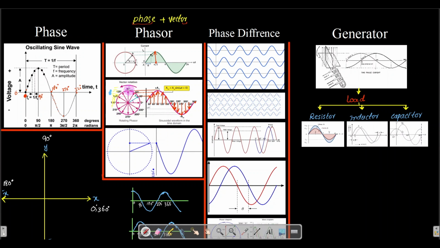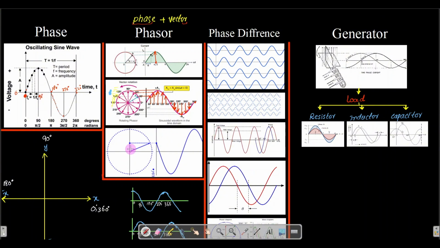So therefore we call that a phasor. So this is actually the phase. Okay, so this phase can be made by the vector. So therefore this concept of a representation of this phase in graphical form, we call that a phasor.